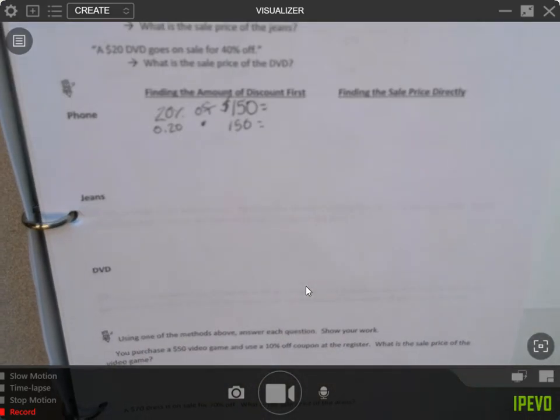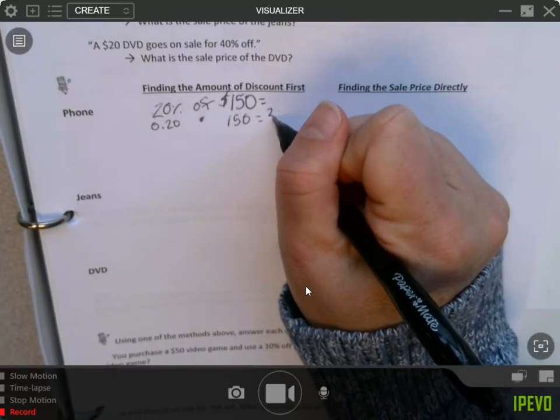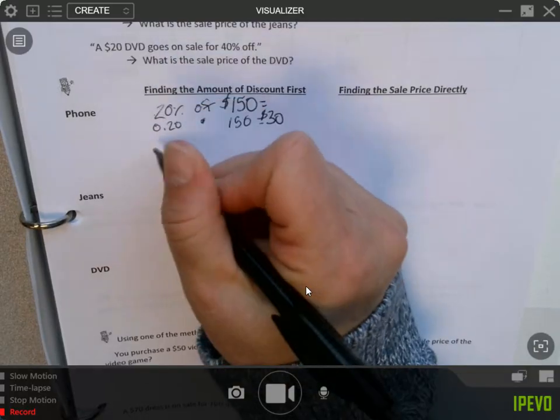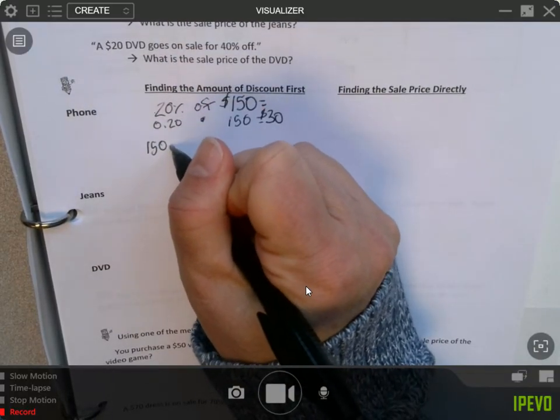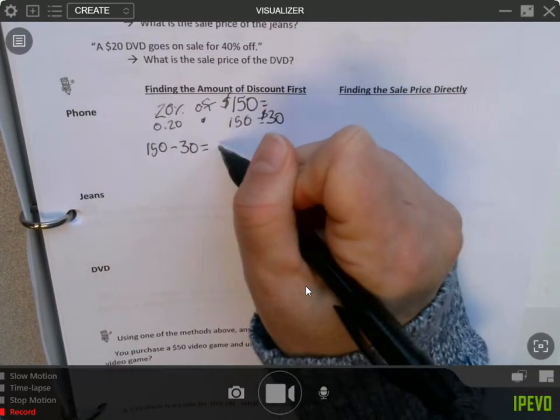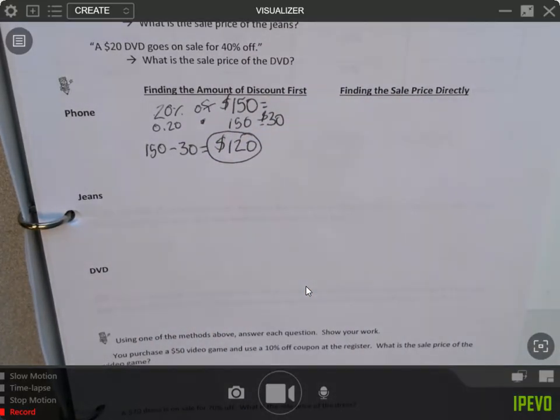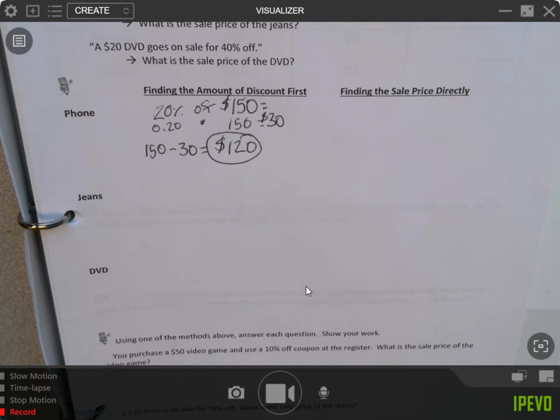So the amount of that discount is $30. So now I have to go back to that original 150 and subtract my 30 out. And my new price is going to be $120. So you find the discount, 20% of 150, so 0.2 times 150, that's $30, and then I go back and subtract that away from the original.